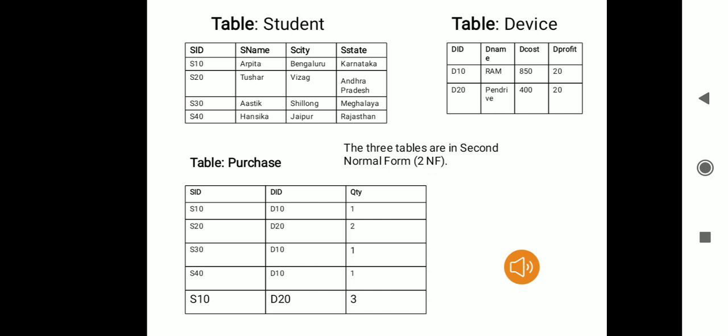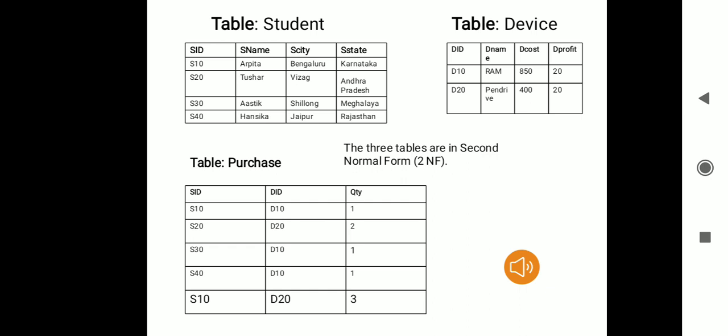Now check the table purchase in this slide. A new entry with SID as S10, DID as D20 and QTY as 3 has been inserted. That means the student with SID as S10 who initially purchased the device with DID as D10 has purchased another device with DID as D20 and the quantity purchased is 3. This shows there are duplicate entries of S10 in the SID column and D10 in the DID column of the table purchase.